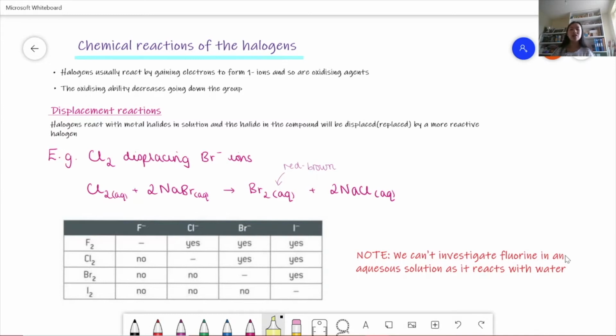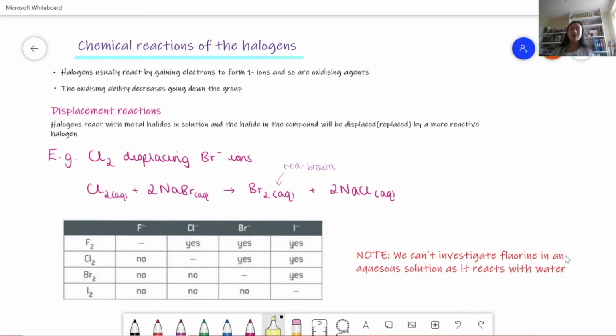So halogens react with metal halides in solution, and the halide in that compound will be displaced, which means replaced by a more reactive halogen. So for example, chlorine is higher up than bromine in group 7. So that means that it's a more reactive halogen compared to the halide, which is the bromide ion. And so when you put chlorine into a solution with the bromide, what happens is that the bromide is displaced.